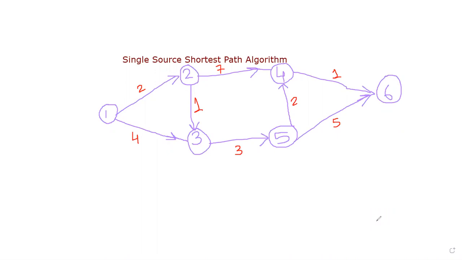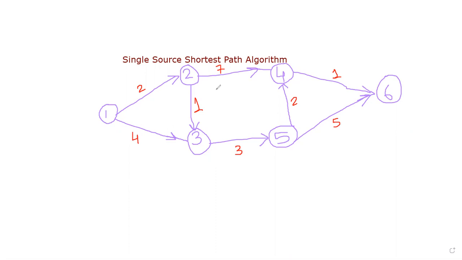Okay, so the main topic is the single source shortest path algorithm, and this algorithm is used for solving it: Dijkstra's shortest path algorithm. That means this algorithm is for a single source shortest path problem. If a weighted graph is given, we have to find the path from a starting vertex to all other vertices present.